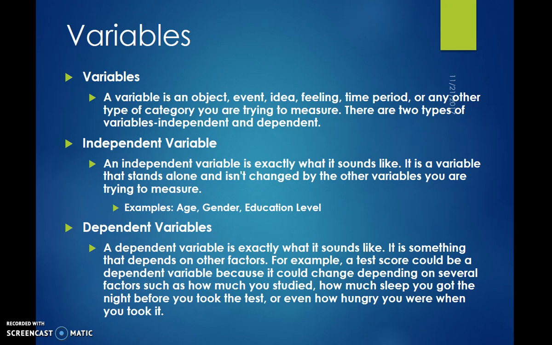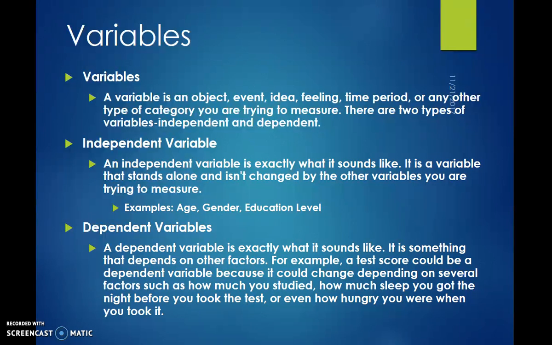What is a variable? A variable is an object, event, idea, feeling, time period, or any other type of category you are trying to measure. It could be something as simple as weight, or something as complex as marital satisfaction. Those are all types of variables.